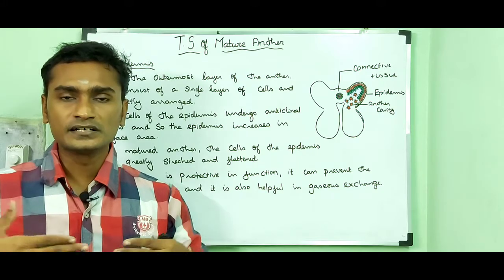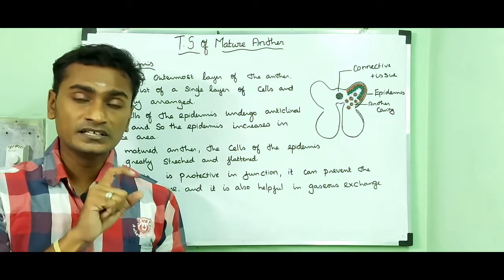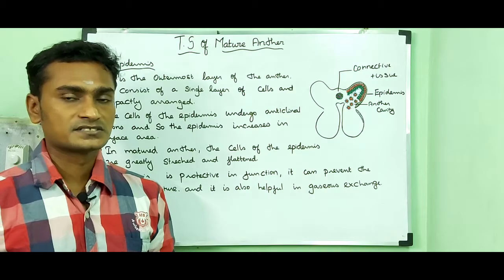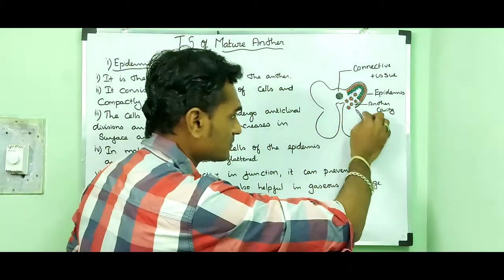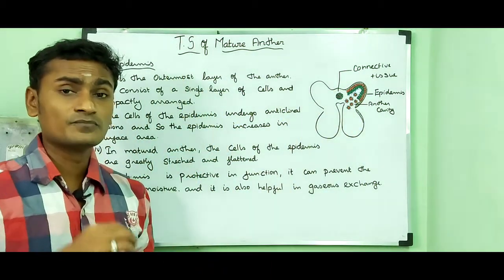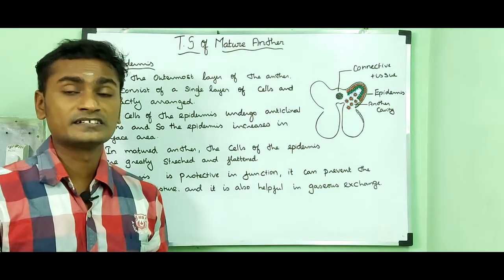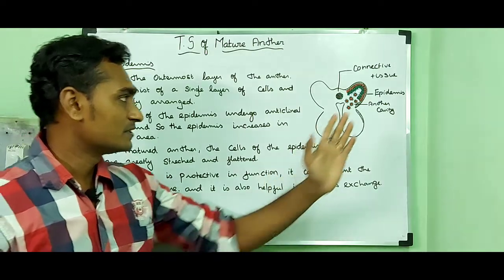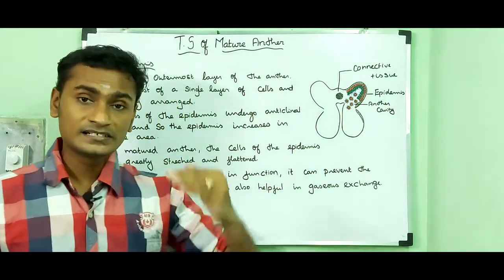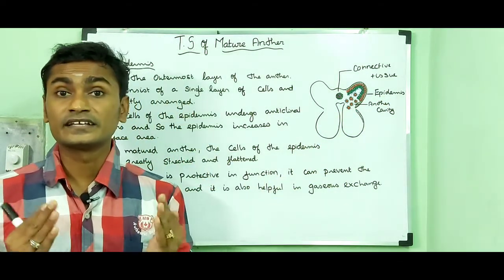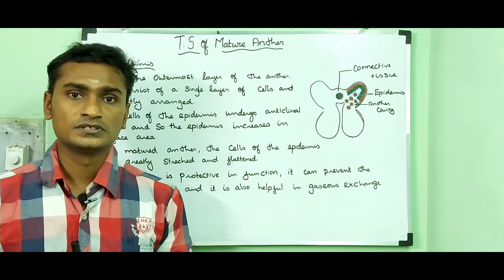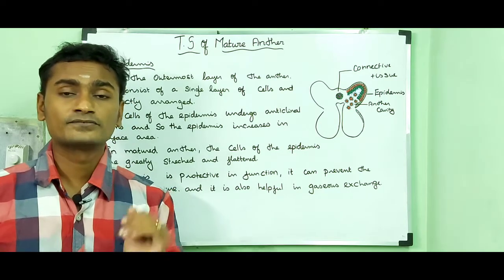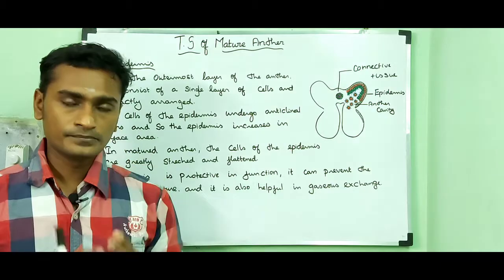And they are compactly arranged without any intercellular spaces. Then this epidermis layer exists from very early stage and it is not derived from the primary parietal layer. The epidermis, you can see, exists from the early stage. Right? From the young anther itself, the epidermis is there. And it is not derived from primary parietal layer.